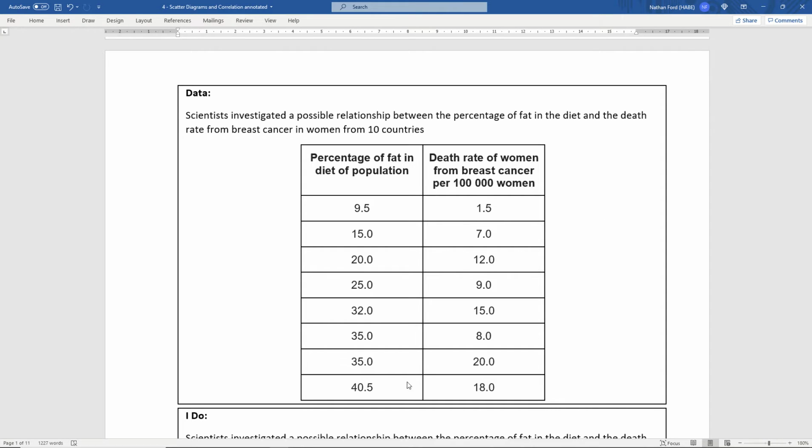First thing I'm going to need to do, and you're going to notice on the graph in a moment, is look at our lowest to highest value. So our lowest value here is 9, highest value being 40. Death rate of women, so our lowest rate per 100,000 is 1.5 with the highest value of 20. This is really important.